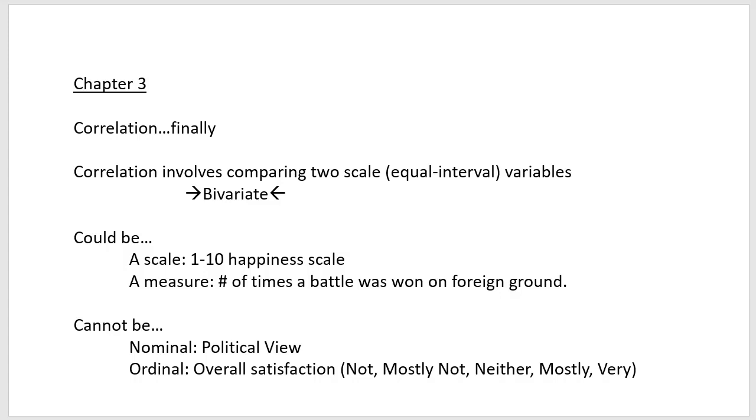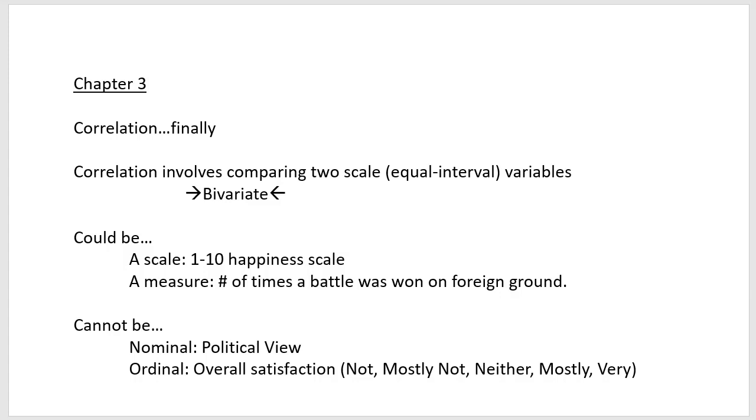So don't think about things like nominal variables like political view. So maybe Republican, Democrat, Independent, Green Party, whatever. Those are not going to be something that we can use for a correlation. And don't think about satisfaction scales like how satisfied are you with our services today? And you say, well, not satisfied, mostly not satisfied, neither satisfied nor dissatisfied, mostly satisfied or very satisfied. Those kinds of things, although we can order them, they tend to be ordinal, and we stay away from them for the purposes of this.